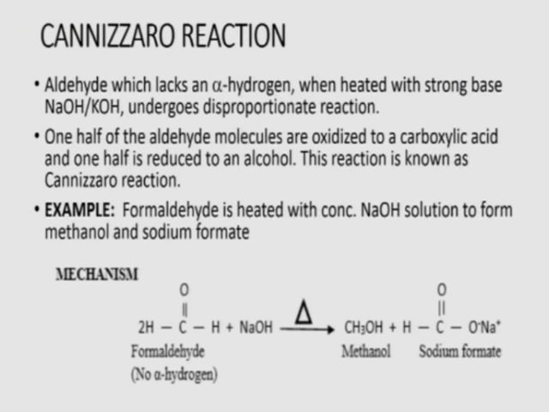In Cannizzaro's reaction, the aldehyde should lack alpha hydrogen, or alpha hydrogen should not be present. And it undergoes a disproportionation reaction when heated with a strong base, that is potassium hydroxide or sodium hydroxide. In Cannizzaro's reaction, one half of the aldehyde molecules are oxidized to carboxylic acid, and the other half is reduced to alcohol. And this is known as Cannizzaro's reaction. For example, on the screen it is clearly shown that formaldehyde in presence of sodium hydroxide will give you methanol and sodium formate. So one is forming carboxylic acid and one is forming alcohol. So this is Cannizzaro's reaction.